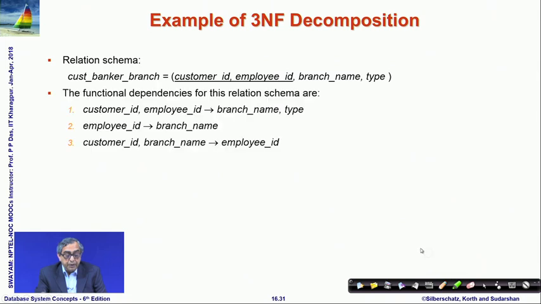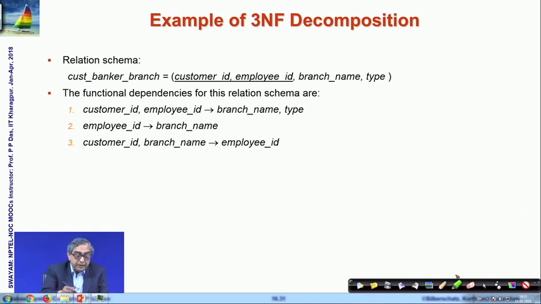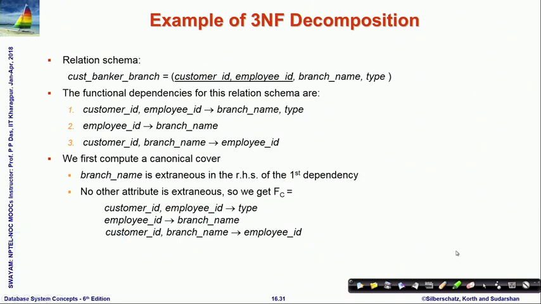So, here is an example of a schema. We have customer, banker, branch. These are the 4 attributes and these are the different functional dependencies that exist. Now, naturally given this, the first thing you have to do is to take the canonical cover, the minimal cover. If you try to compute the minimal cover, you will find that branch name actually is extraneous in the first dependency. So, you can remove that and there is nothing else.